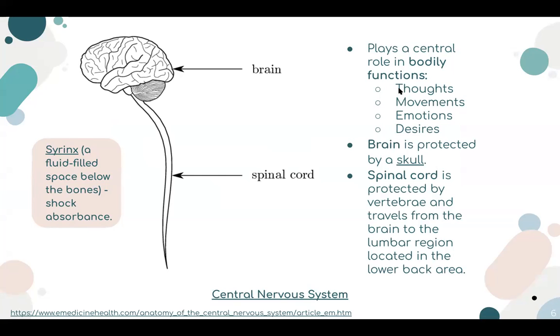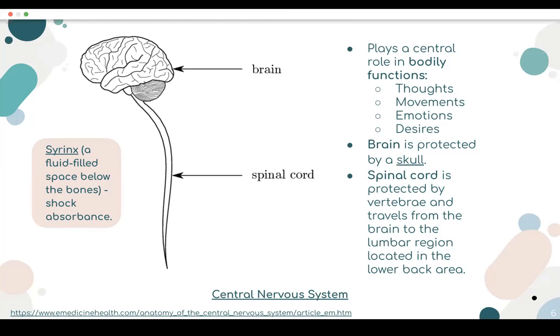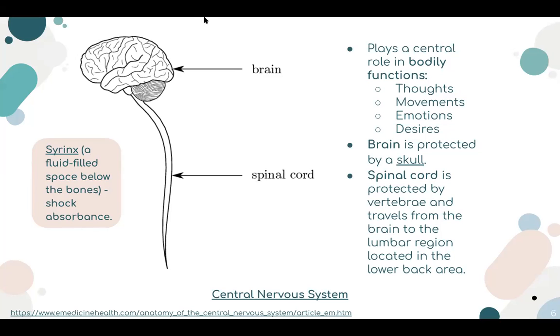Your brain is protected by a skull, or your cranium, and your spinal cord, the second major portion of the CNS, is protected by the vertebrae, or your backbone, and travels from the brain to the lumbar region located in the lower back area, as you can see on the diagram on the left. Now, there's one other major portion of protection that the CNS has, which is called a syrinx, a fluid-filled space below the bones that can offer shock absorbance.